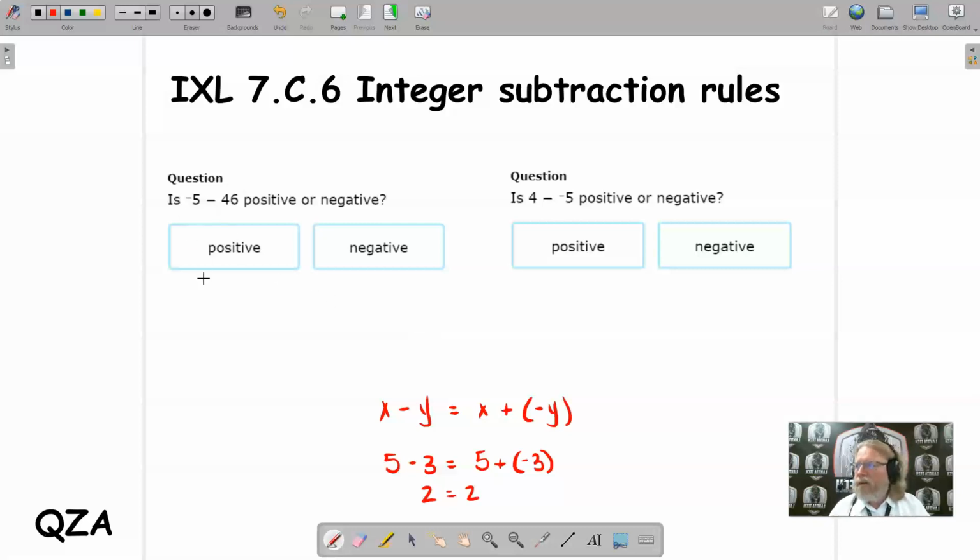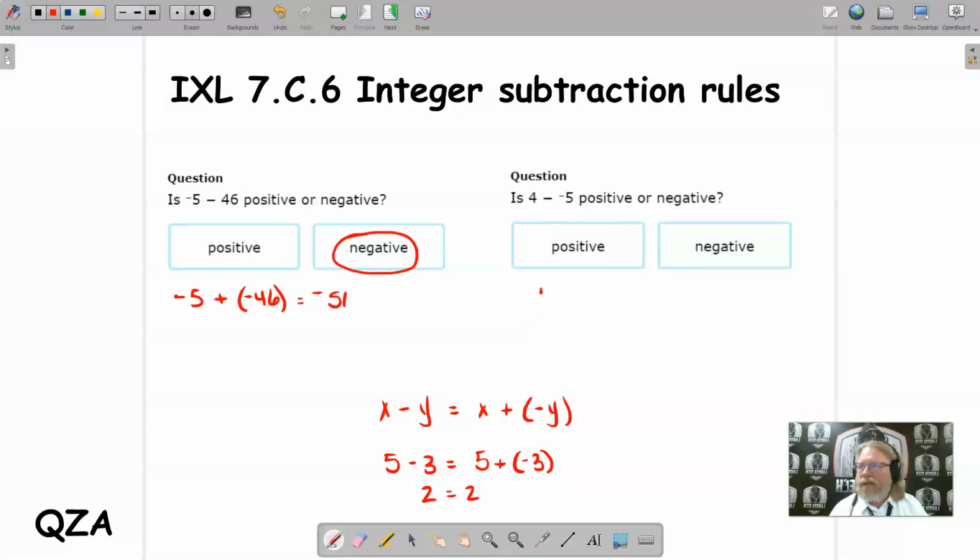So in our first one here, we have -5 minus 46. Let's rewrite this as -5 plus the opposite, -46. We see that they're both negative, so the answer is going to be negative, right? And we could actually add those together: 46 plus 5 is 51, so -51.